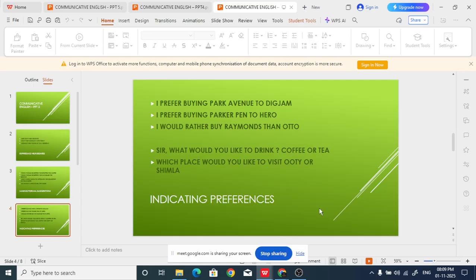That buying need not be there. It can be anything. I prefer driving a two-wheeler instead of a four-wheeler, like that. Two-wheeler means your bike or a scooter. Four-wheeler means your car or a van. I prefer driving a two-wheeler to a four-wheeler. Or you can say, I prefer driving a four-wheeler to a two-wheeler. Okay. Can you make like that? Any other sentence?